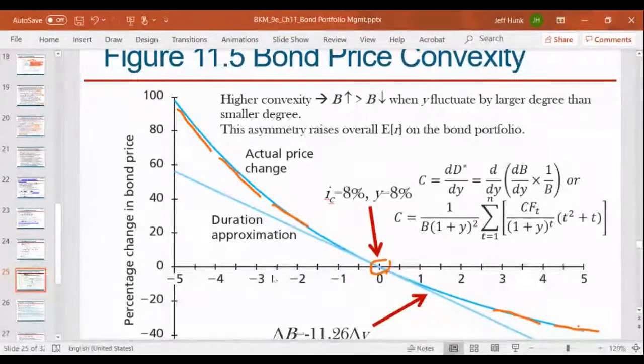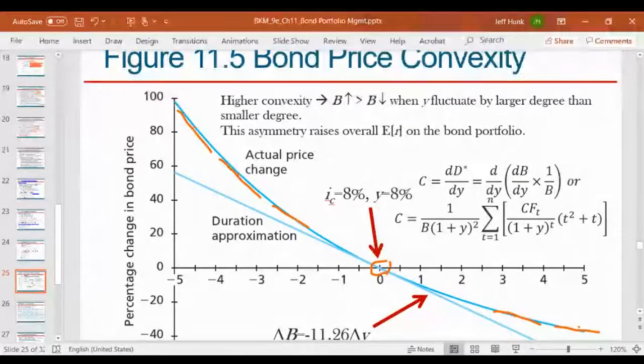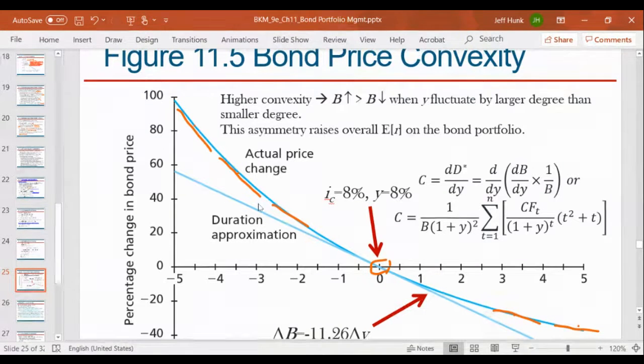Now, but then again, duration will work pretty well if this price and interest rate relation curve is relatively flat. If it has a well-defined curvature, in other words, if the curvature is pronounced, duration can no longer predict the changes well. For example, around this range, if the interest rate changes at most 1%, either 1% down or 1% up, the straight line approximates it well.